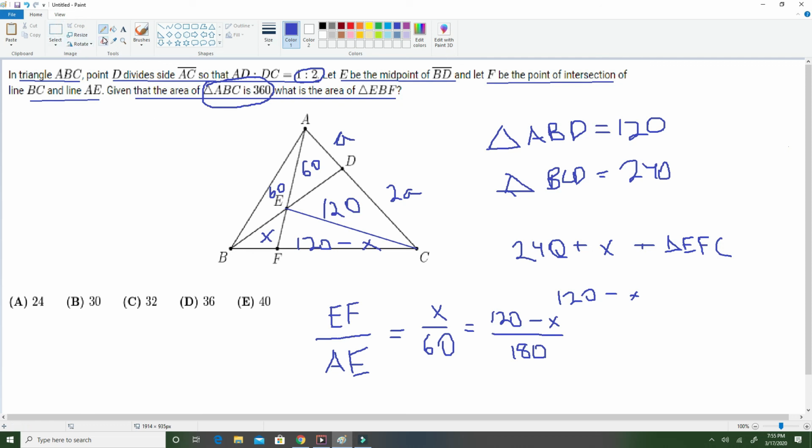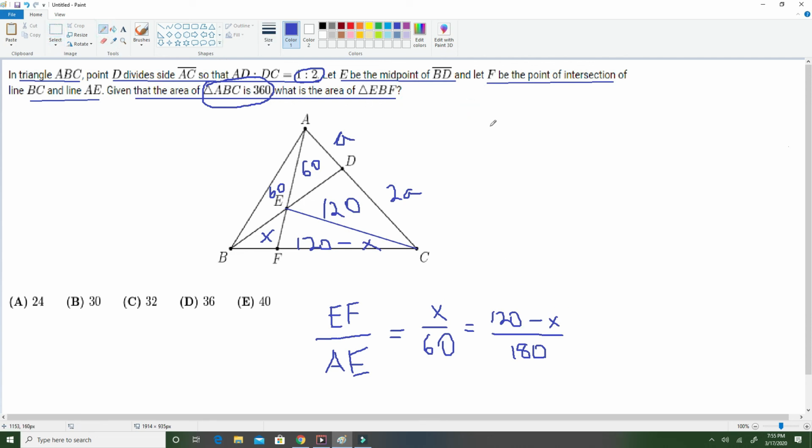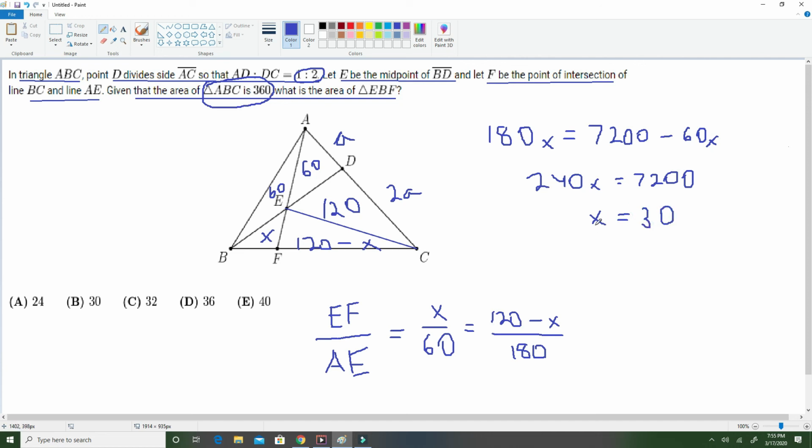So, if we cross multiply these two parts, we get 180x is equal to 7200 minus 60x. Then, if we bring all the x to the same side, we get 240x is equal to 7200. Dividing by 240 on both sides, we get x is equal to 30. And as I said earlier, x is the area of EBF. So, since the area of EBF is 30, that is the right answer. Thus, the answer is B.